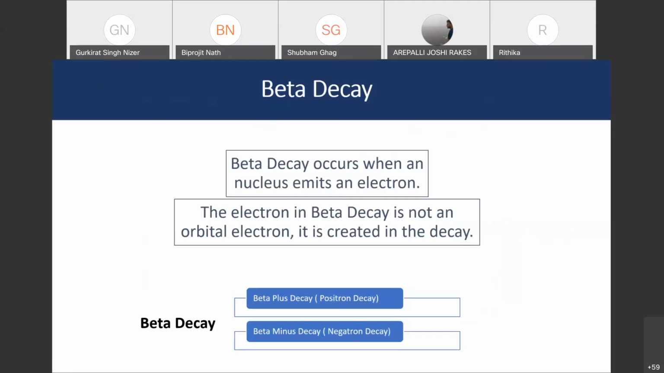Now, after discussing the alpha decay process, we'll move forward to the beta decay process. So what is beta decay? This beta decay process occurs when a nucleus emits an electron. This electron is emitted from the nucleus, not from the orbital electrons. Beta decay can be of two different types: it can be a positron decay or beta plus decay, or a negatron decay or beta minus decay. Now we'll go deeper into understanding each decay process in detail, and then we'll see the examples.